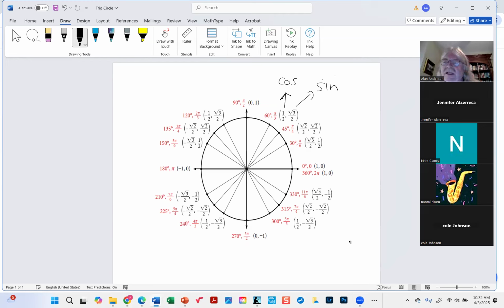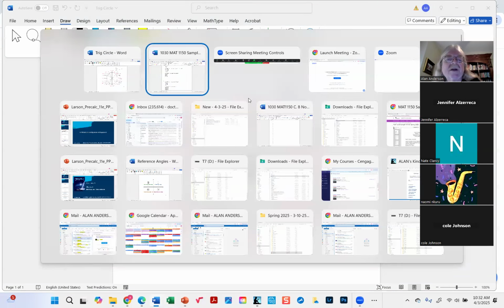Don't get that backwards, okay? So that's how we use this. You can instead just use your calculator. We have been using the TI-84 to come up with our trig results. And we also have the questions about reference angles.